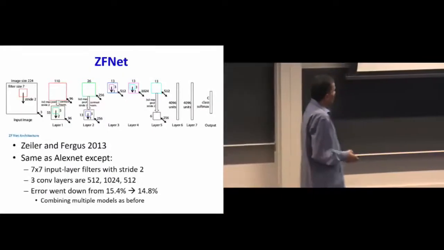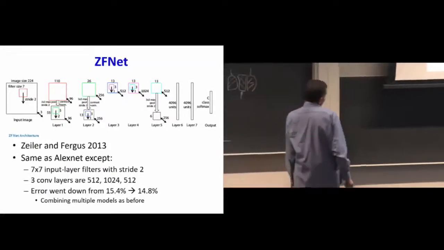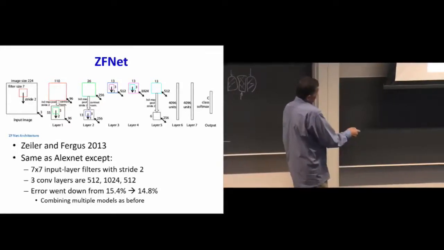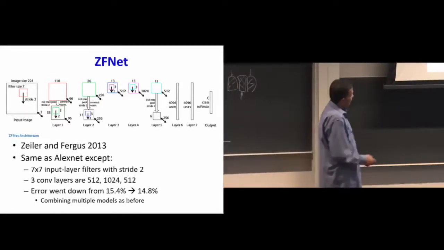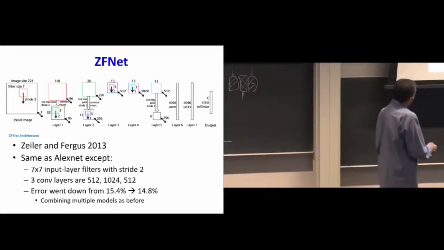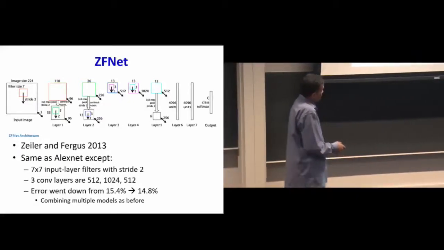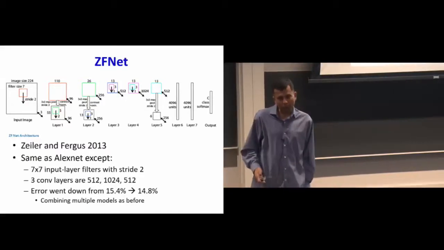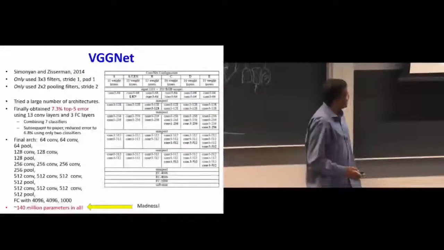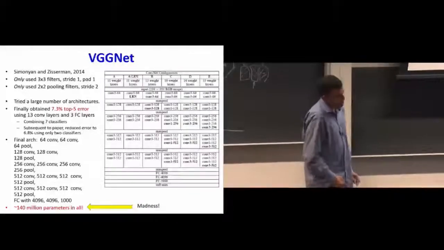Then things go haywire. So Zeiler and Fergus, they engineered that down. They reduced the number of filters. They reduced the size of the filters, made it simpler, increased the number of filters. They brought the 15.4% error down to 14.8. And then these guys, they are the best.